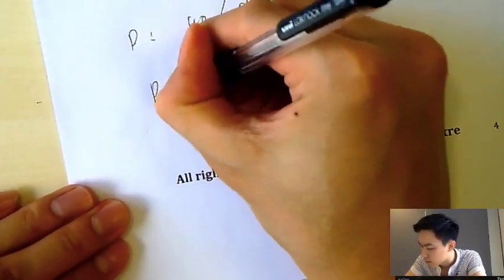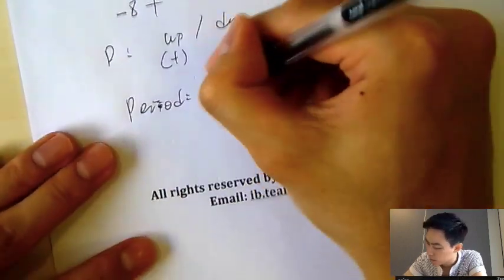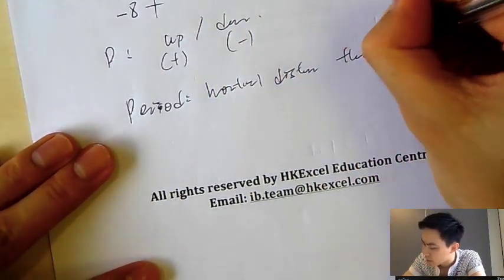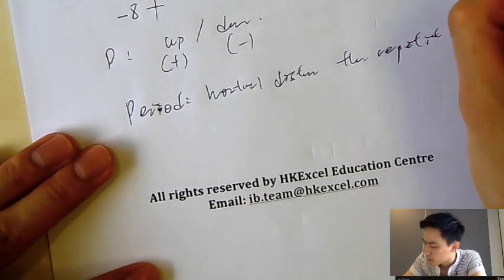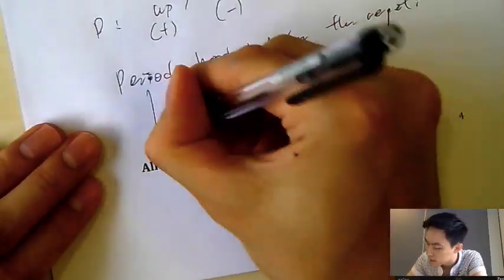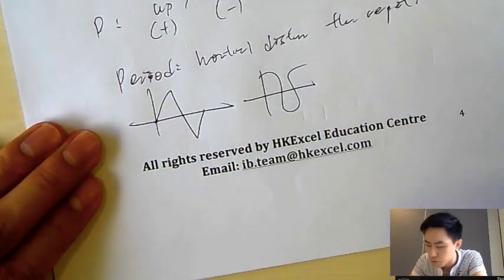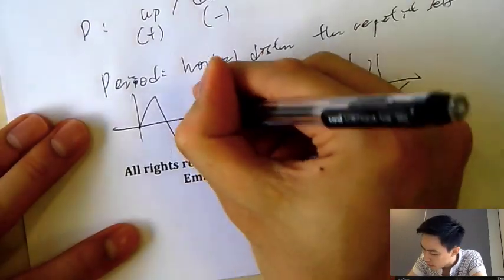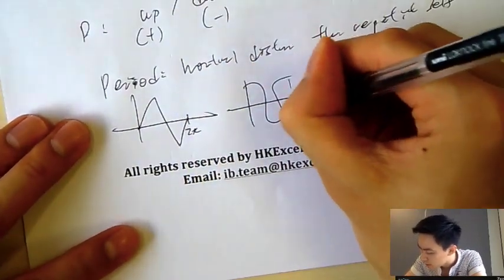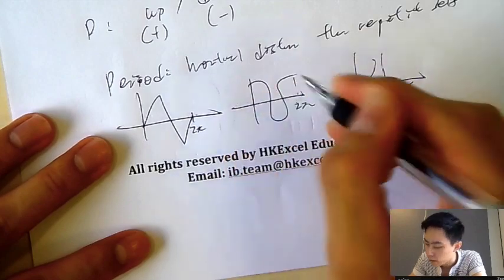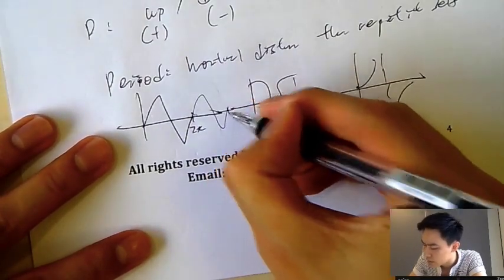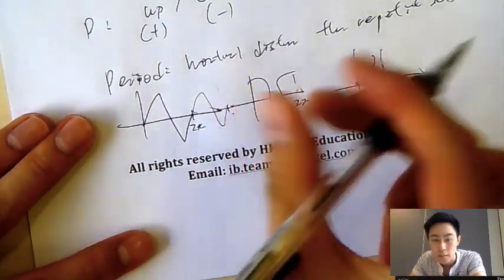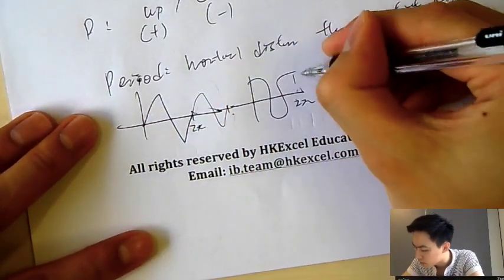So what does period mean? Period means the horizontal distance that repeats itself. The y sine graph is like this. The y cosine graph is U-shaped. The y tangent graph is like a thunder. This one ends at 2 pi, because the next period is going to be the same shape. That is what we define as period. For cosine, the next period will be another U-shape.